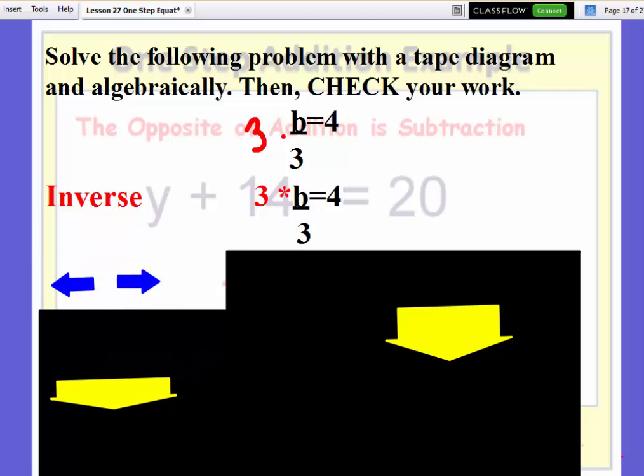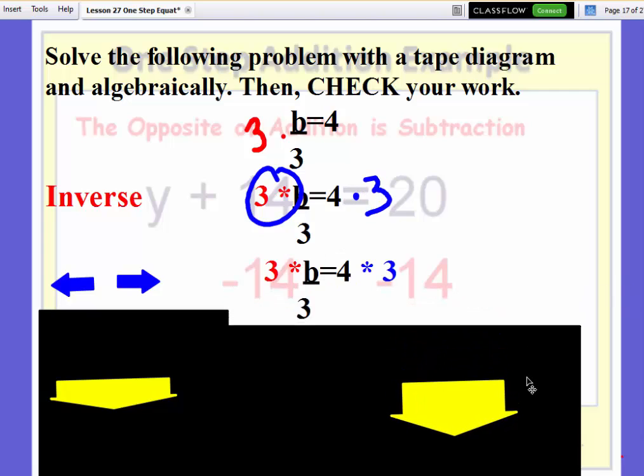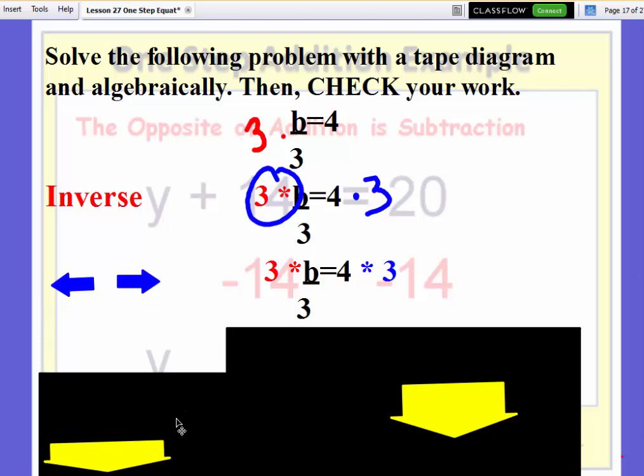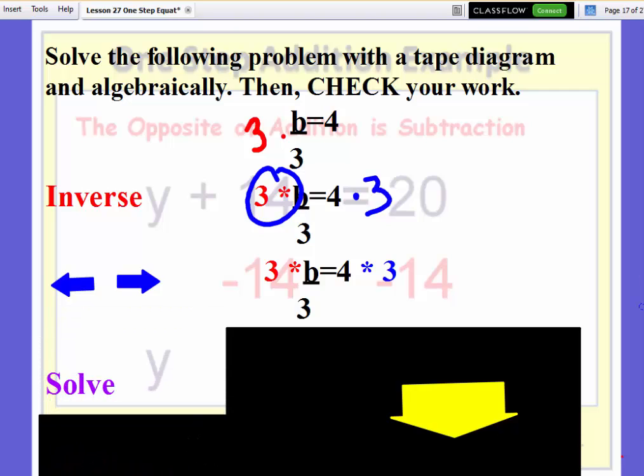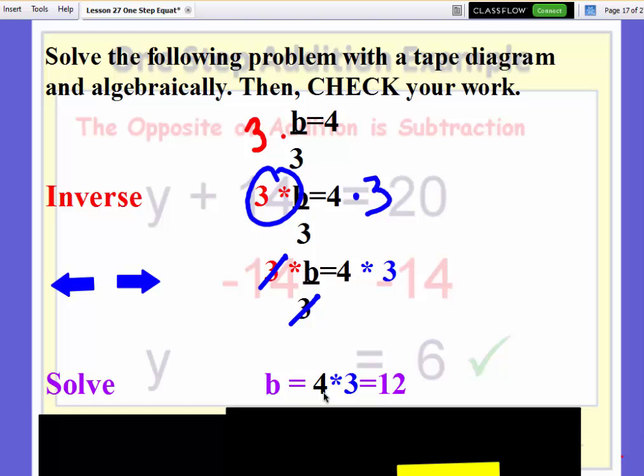My next step is whatever I do to the left, I do to the right. So I look up here, what did I just do to the left? Well, I just multiplied by 3. So what do you think I'm going to do to the right? I'm also going to multiply by 3. And then my last step is I solve. These 3's cancel out. So I'm left with b equals 4 times 3. 4 times 3 equals 12. Am I done? Not yet, since it still says check your work.